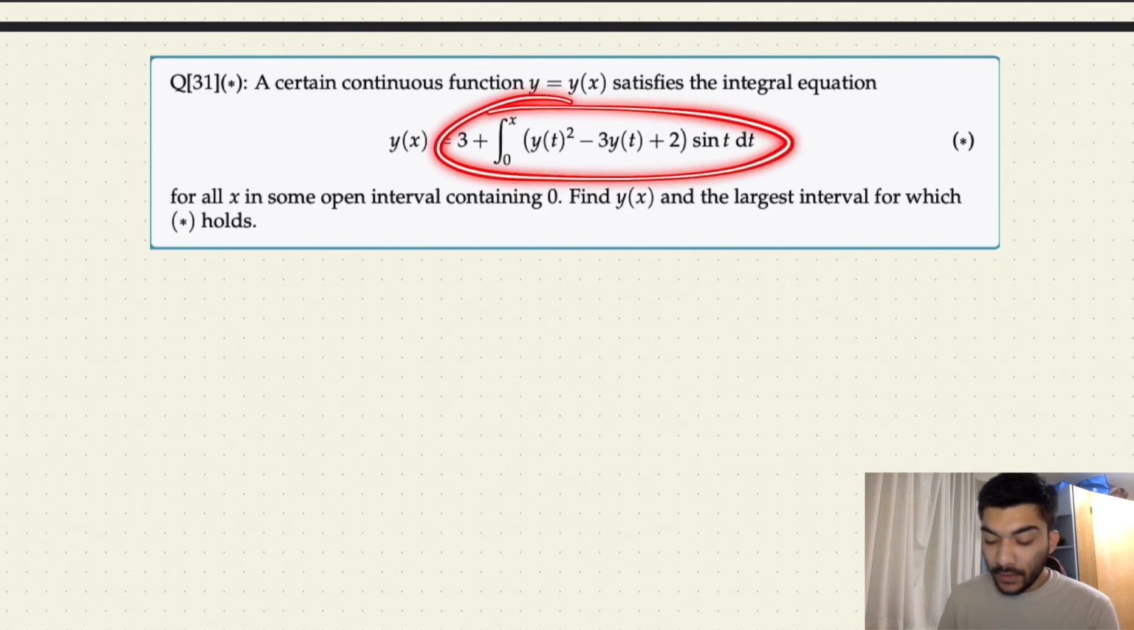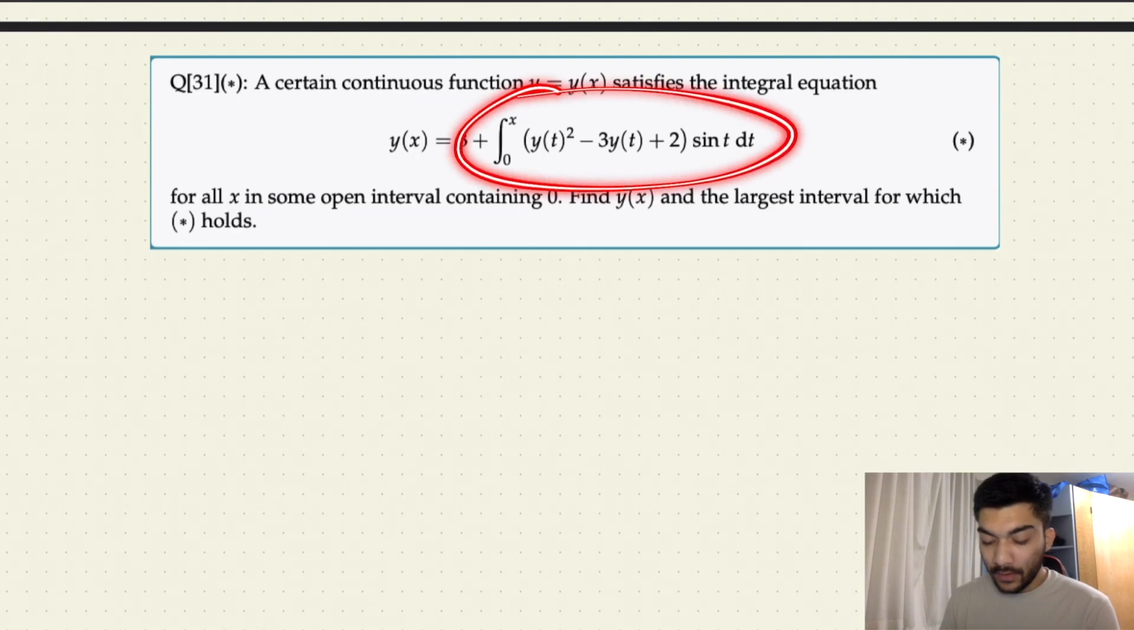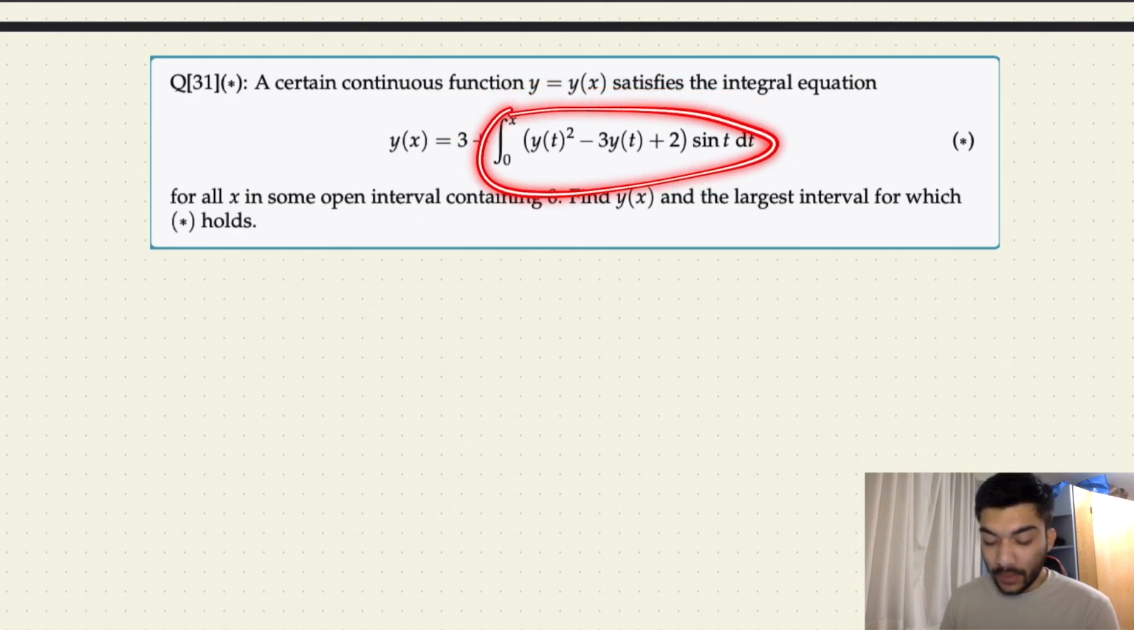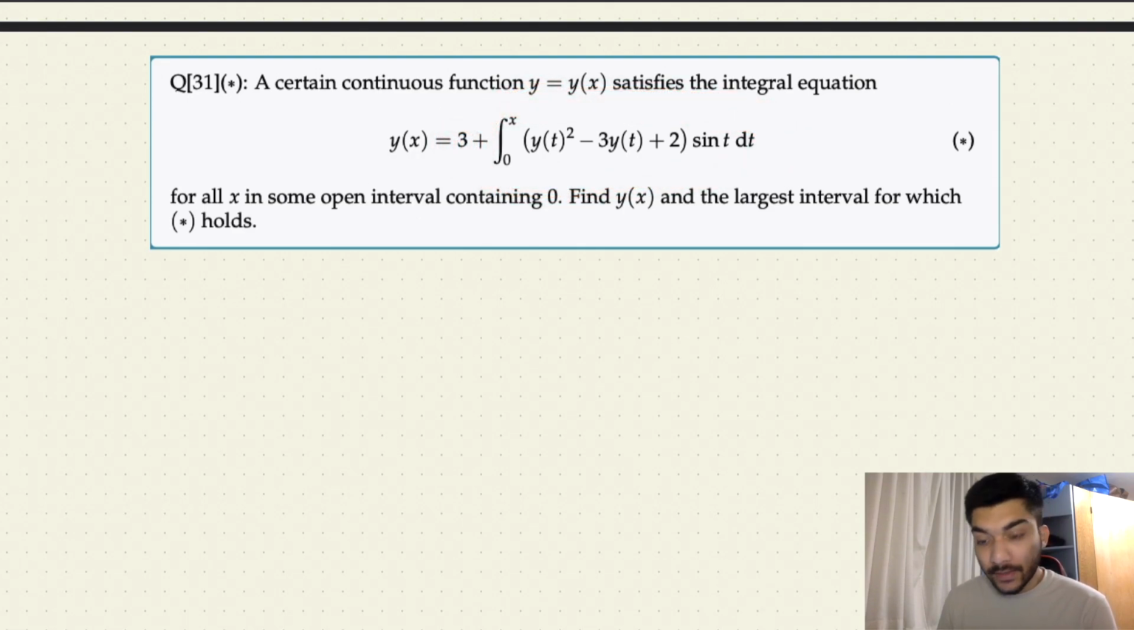And if we solve for the derivative of this expression, we can easily solve it, because the derivative of 3 is 0, so you'll eventually have to solve for the derivative of this definite integral over here, which we already know how to solve.